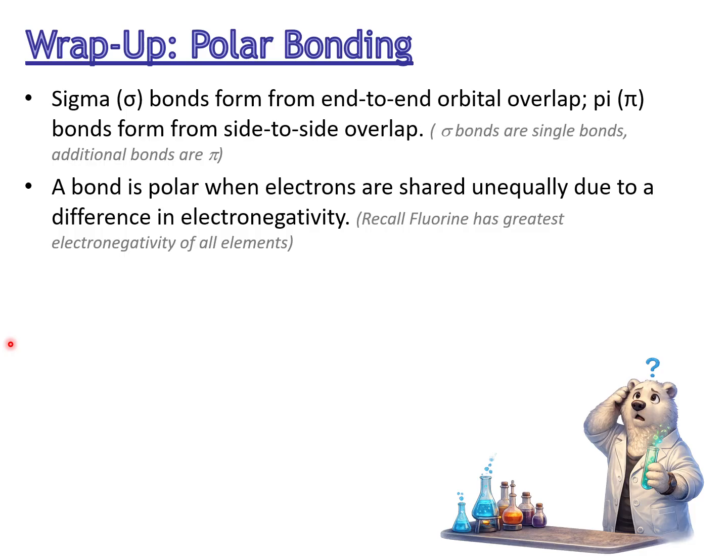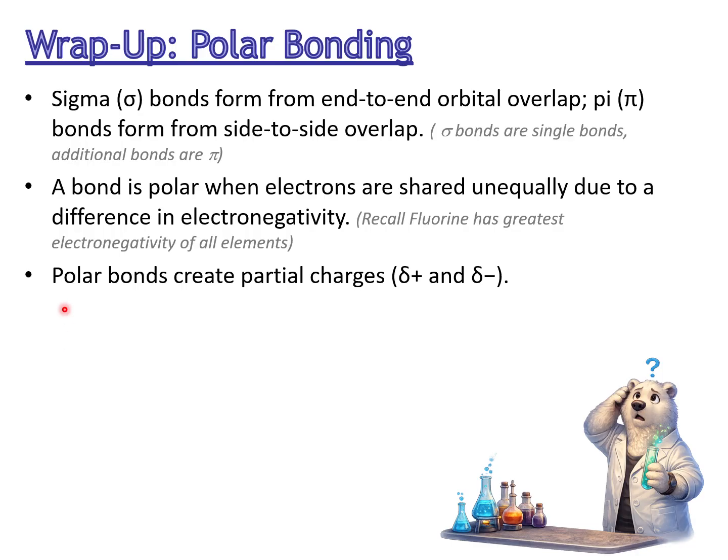So a bond is polar when you have an uneven distribution of the electronegativity of the elements that the electrons are being shared between. And when you go to try to figure out where the electrons are going to spend most of their time, remember fluorine is our benchmark for electronegativity. It is the most electronegative out of all of the elements. And the reason why it's polar is because it polarizes the electron cloud, and it's permanent polarization, so you end up with a permanent positive end and a permanent negative end.